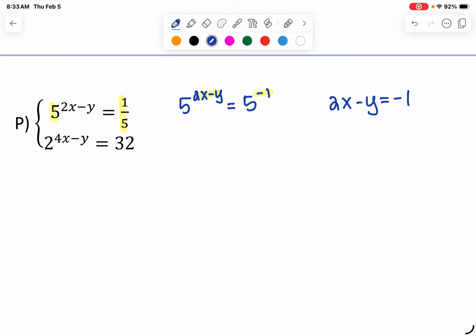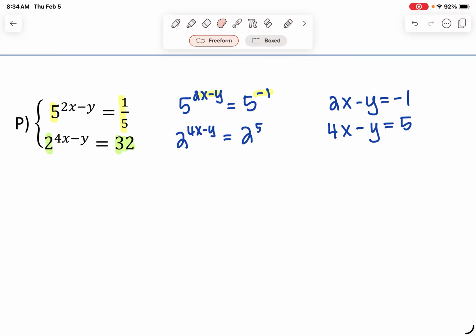Now, if you notice, this equation has an x and a y, so I cannot solve it unless I have another equation. I need to make a system, but lo and behold, I do. This one is a base of 2, and this one is a base of 32. I can rewrite 32 as a base of 2. It's 2 to the 5th power. So this is 2 to the 4x minus y is equal to 2 to the 5th power. Then I can set the exponents equal to each other. 4x minus y is equal to 5. And now I just need to solve this system.